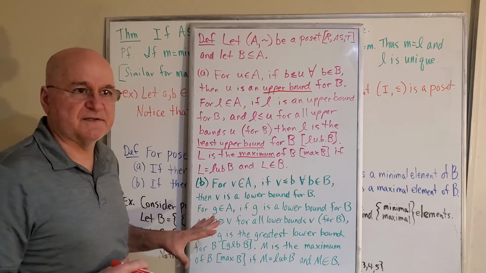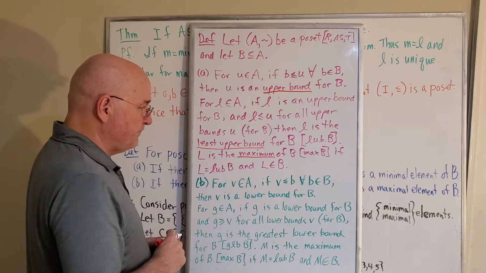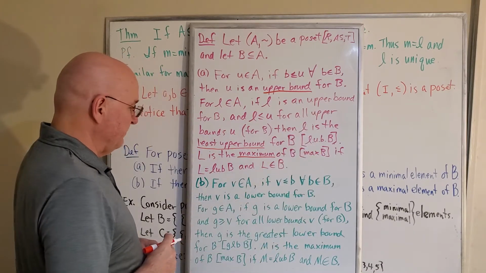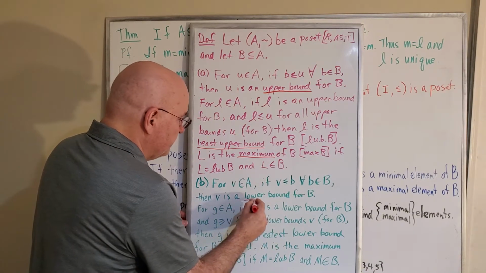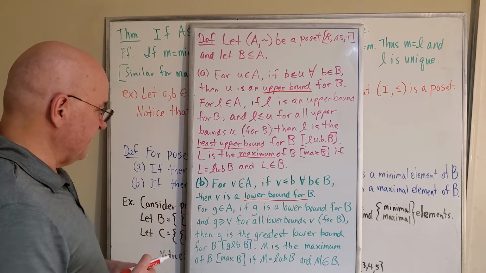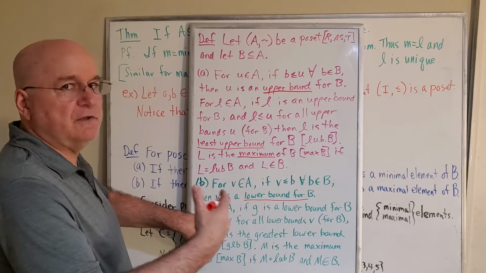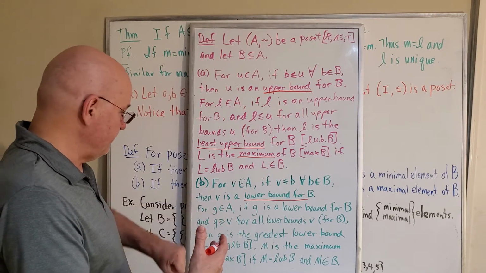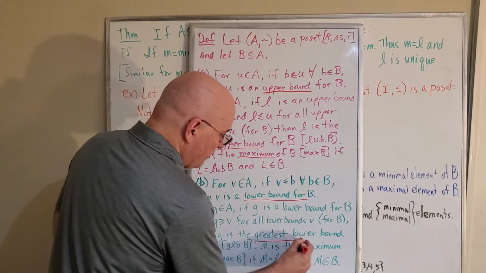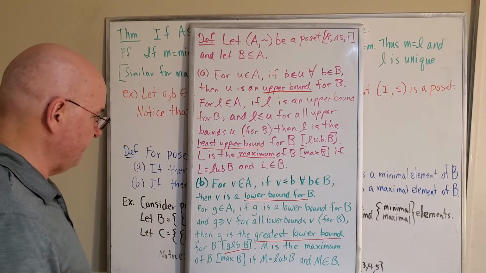All right, well, this is just analogous, only instead of upper bounds, we're looking at lower bounds. For V, some number in A, if V is less than or equal to b for every b in the set B, then V is a lower bound for B. For G, a member of the set A, if it is a lower bound for B, and it happens to be bigger than or equal to all of the other lower bounds for B, then it is the greatest lower bound, which we'll call GLB of B.